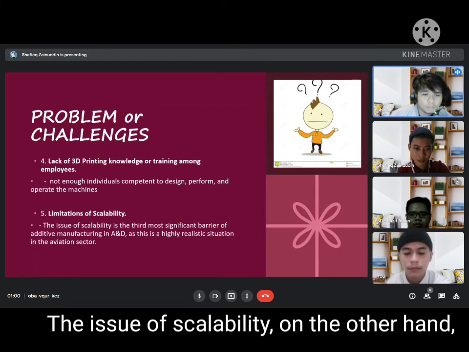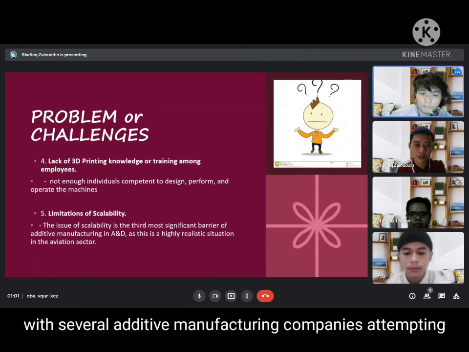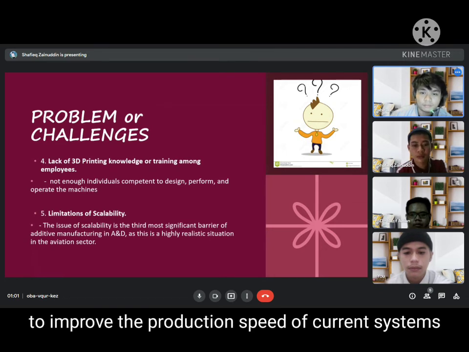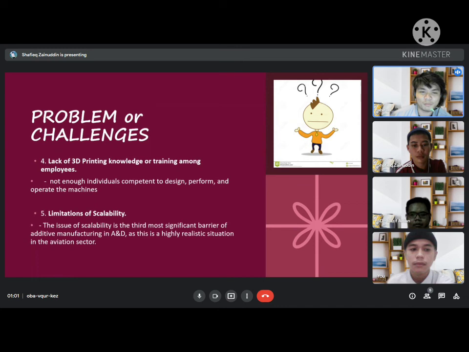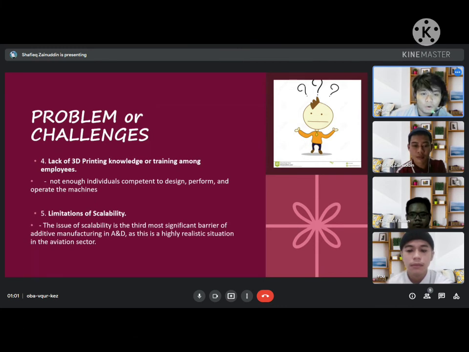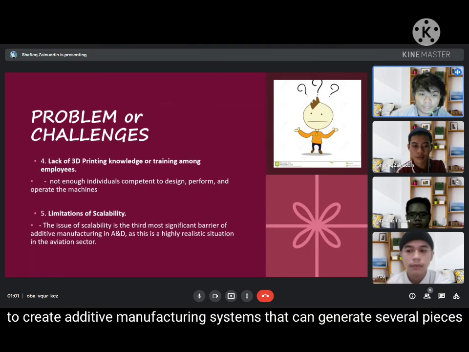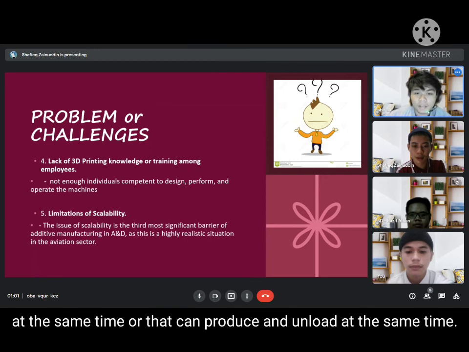The issue of scalability, on the other hand, is already being addressed today, with several additive manufacturing companies attempting to improve the production speed of current systems to satisfy the aviation industry's mass production demand. One solution to this problem is to create additive manufacturing systems that can generate several pieces at a time or that can produce and unload at the same time.